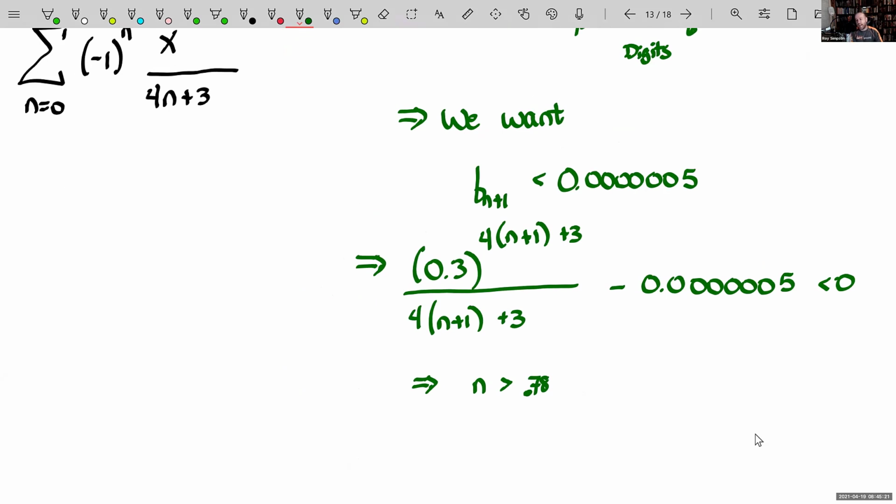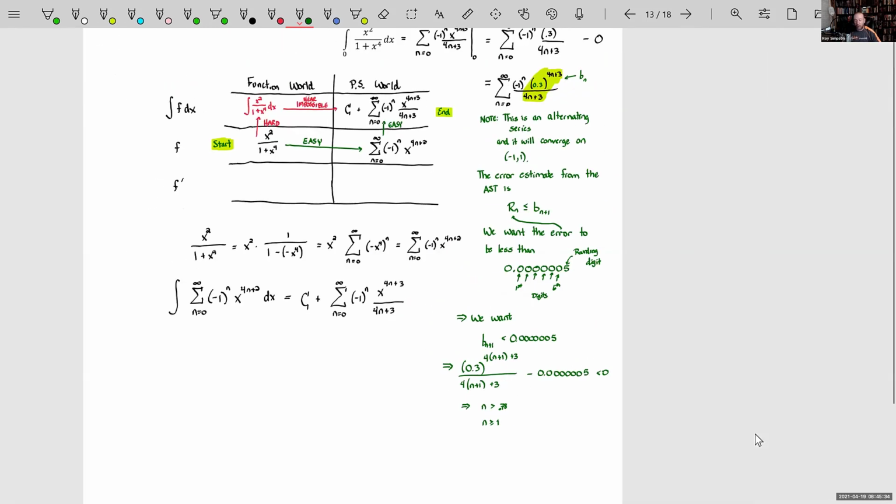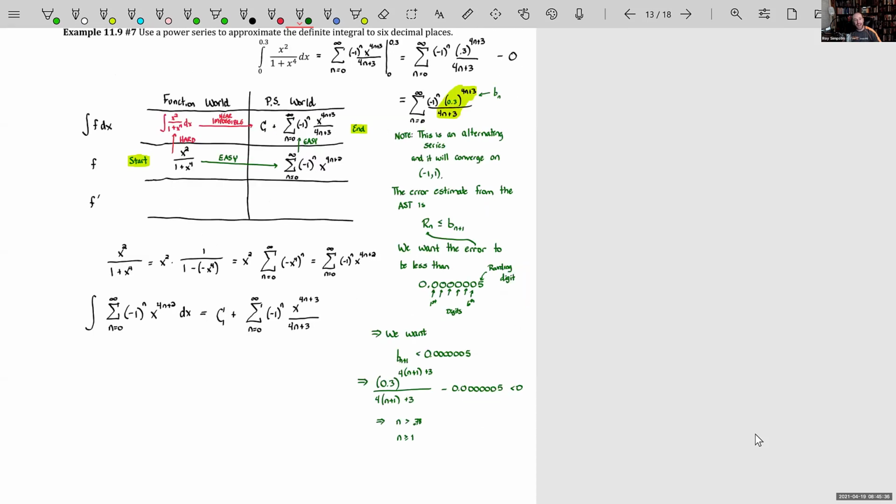Now remember that n is a number, so it has to be greater than or equal to 1. When I say a number, it's a natural number. So it has to be greater than or equal to 1. So to get that level of accuracy, actually, all we'd have to do is add up to n equals 1, from 0 to 1. That's it.